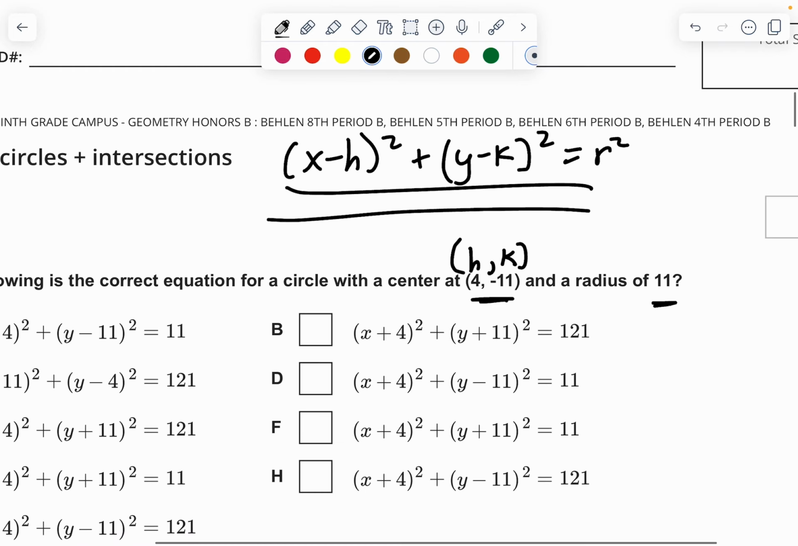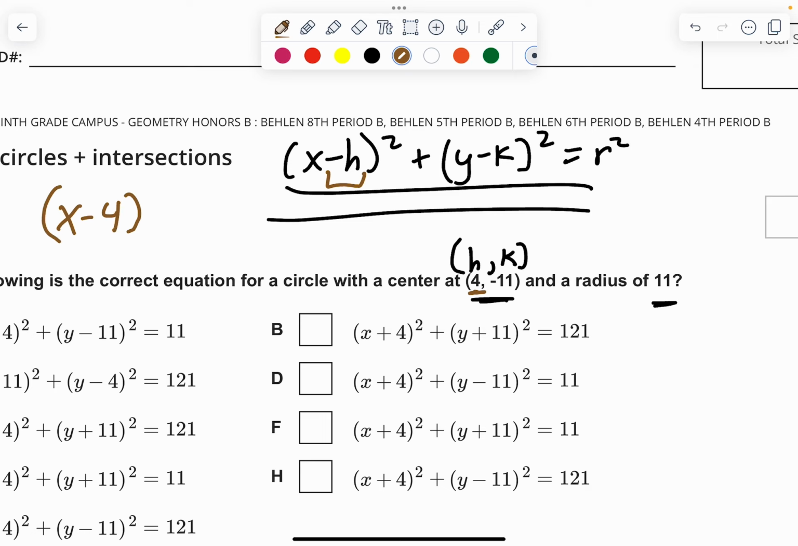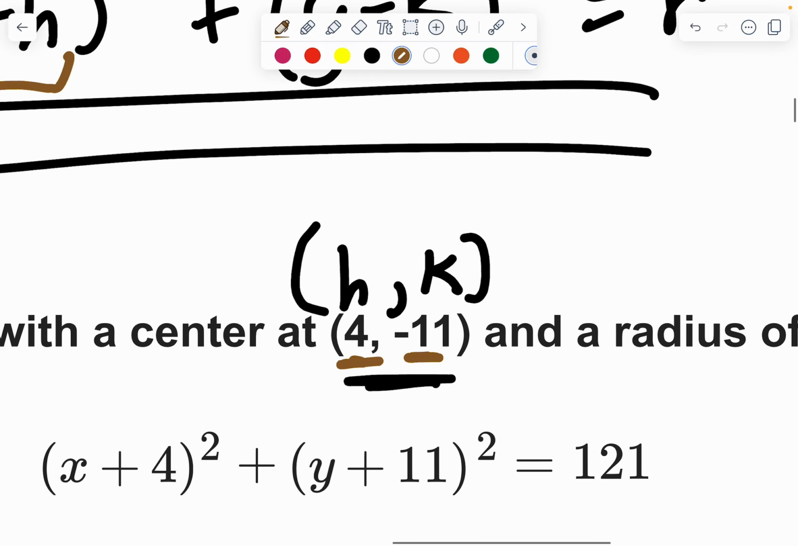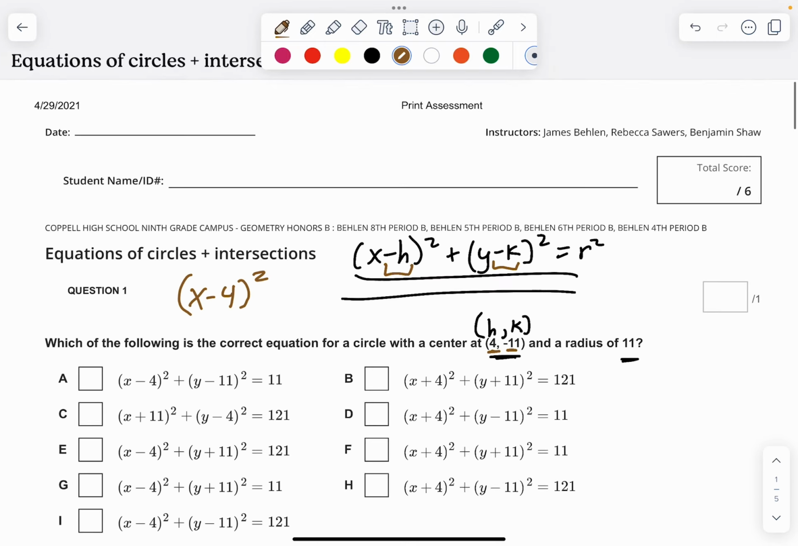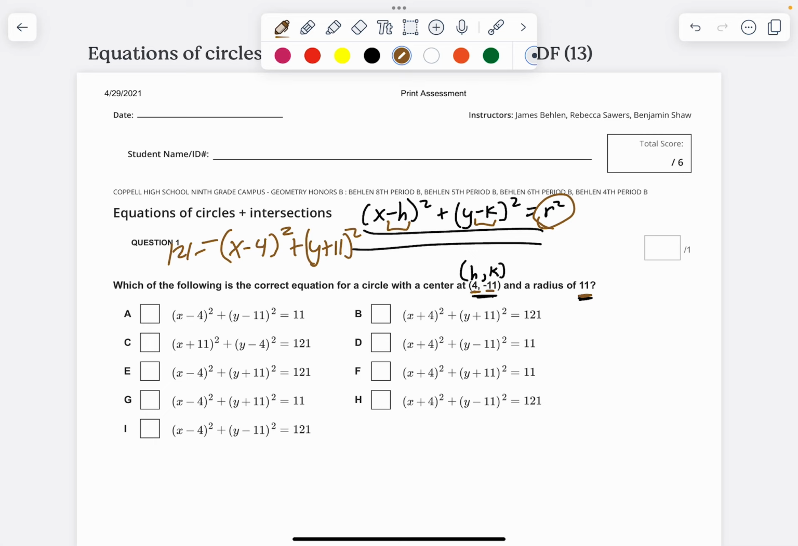So if I were to plug it into this, what would that look like? Well, if this is positive h, I need negative h, which would be (x minus 4) squared. If this is k, but I need negative k, then that would be (y plus 11) squared. And if the radius is 11, then that would equal 121. It has to be the radius squared. So I'm looking for x minus 4, y plus 11, and 121.